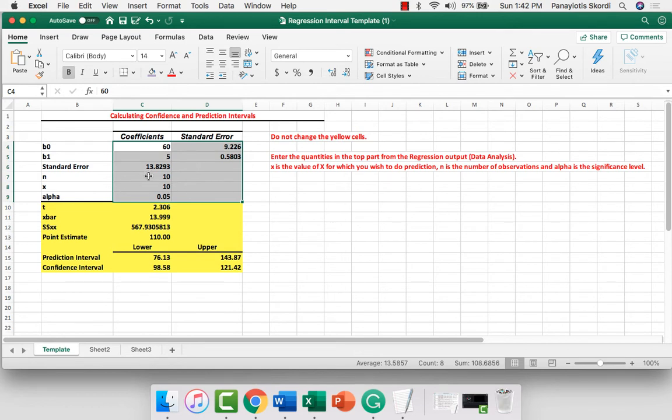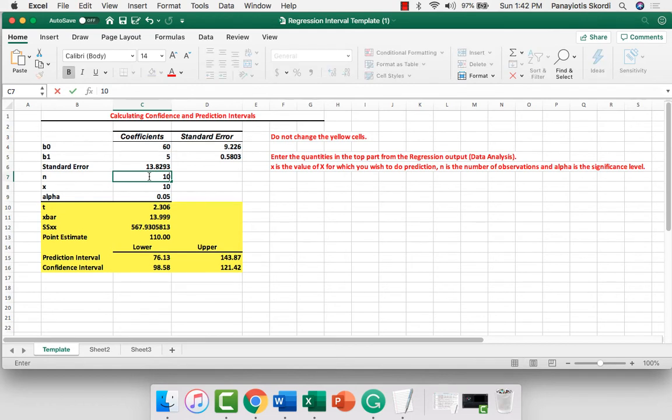The sample size is 10. I can actually put that in. We already know that the sample size is 10 for this question. We know that X was 850, the amount you spend on advertising. So we can put that in there. And we're going to assume for this question that alpha is 5%.